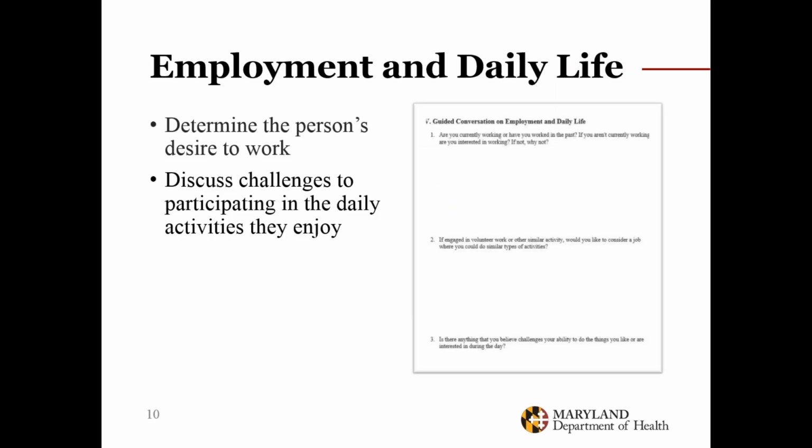In the employment and daily life section of the tool, you are asking questions to determine if the person has a desire to work and identify challenges that may make it difficult for them to participate in daily activities that they enjoy. The questions ask, are you currently working or have you worked in the past? If you aren't working, are you interested in working? If not, why not? If volunteering, you will want to know if the person would prefer working a job that paid them to do the similar volunteer activities.